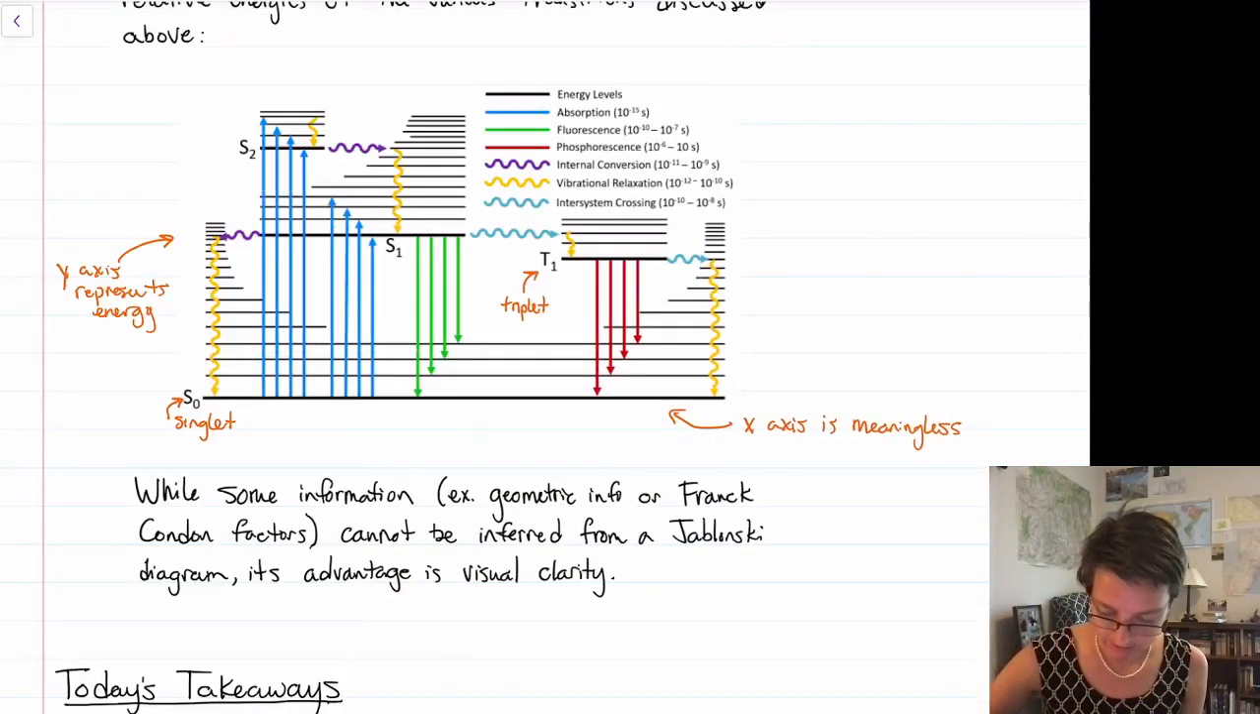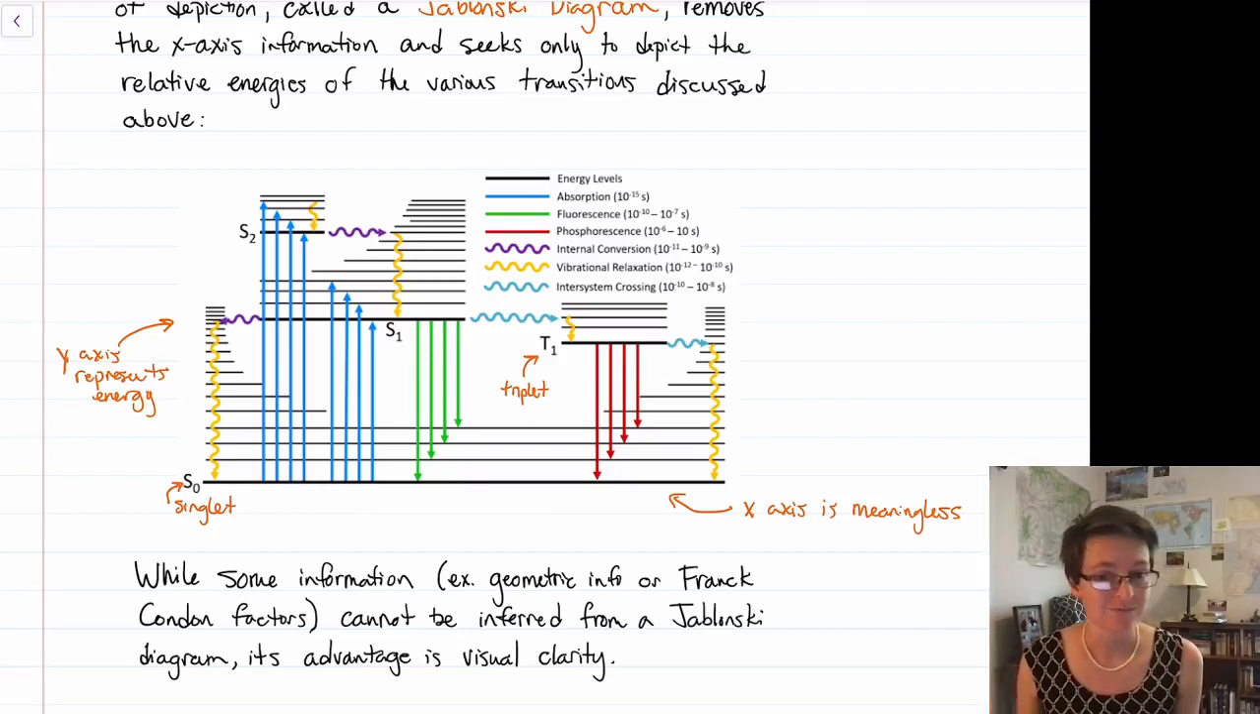And so obviously with a Jablonski diagram, some information is lost. It's really impossible to infer from a Jablonski diagram the geometric info about a molecule, how the geometry might change as we're in the ground state versus the excited state. Similarly, you can't really infer what the Franck-Condon factors should be. So it's kind of hard to know which of the various absorptions shown on this diagram would be the most likely to occur. However, the big advantage of a Jablonski diagram is its visual clarity and our ability to space out the arrows so that they don't overlap.